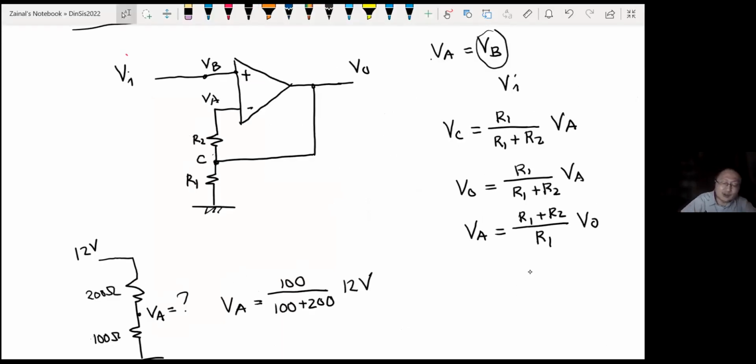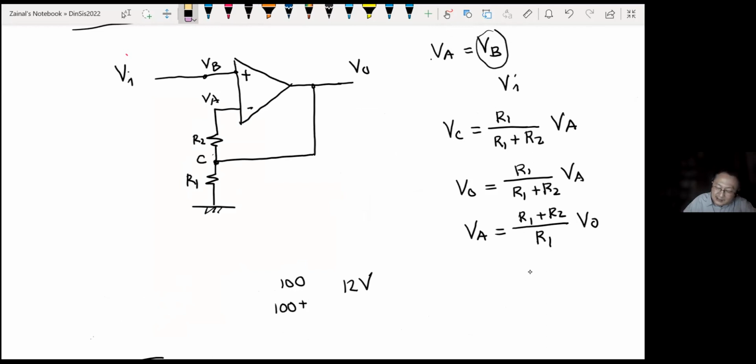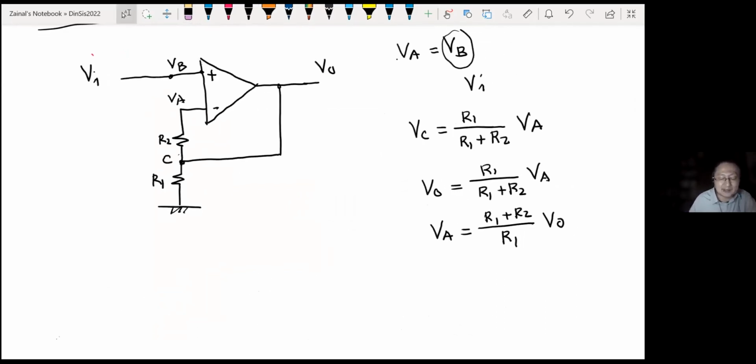Okay, so look at this one. We have a circuit like this, which we call a non-inverting amplifier. What we know is that the voltage there is the same as that one, from the previous derivation. So VA is equal to VB, and VB is equal to VR. Now we want to find VA.